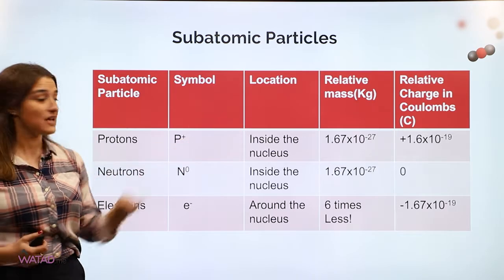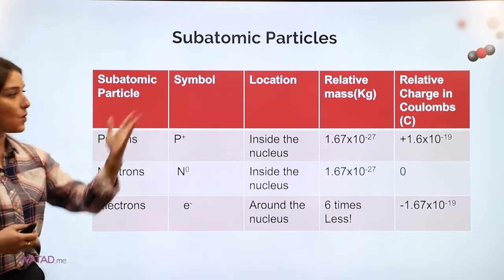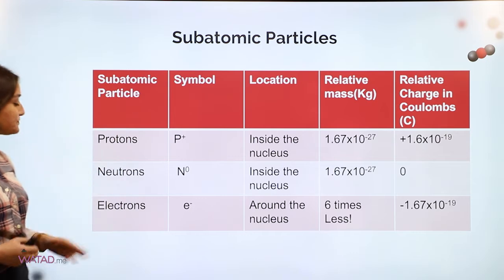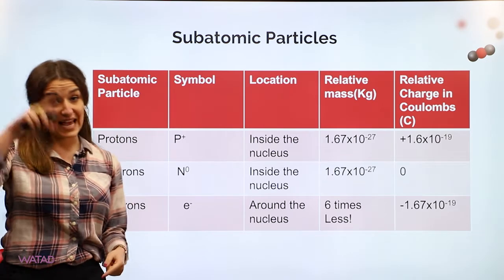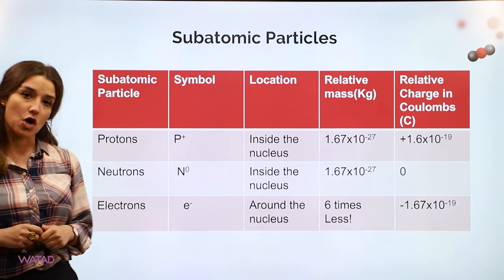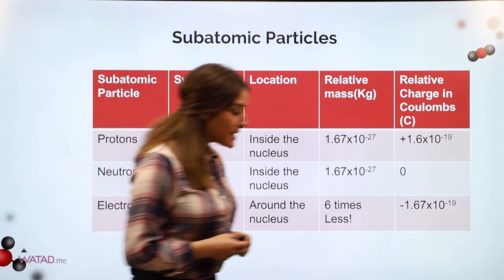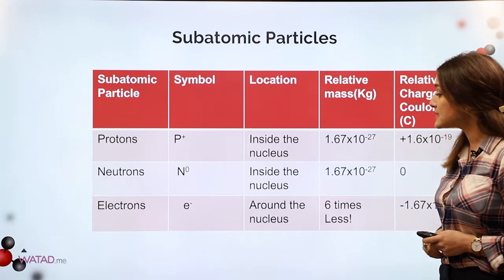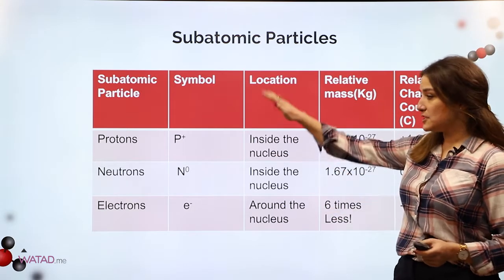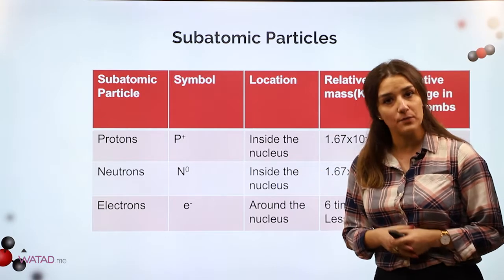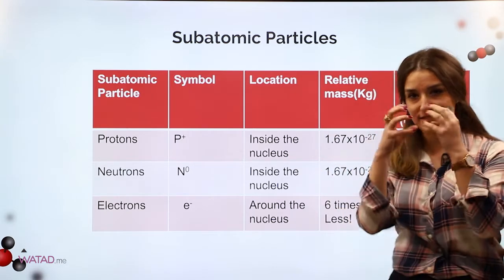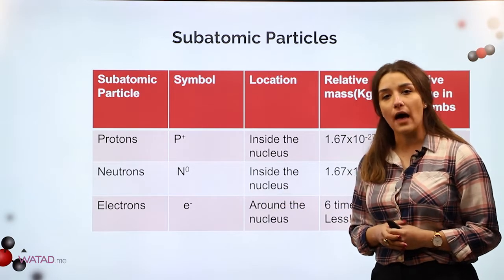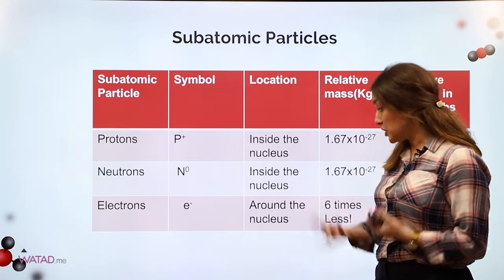Later on we're going to see that this plus sign is because of its sign or the charge. The neutrons are N with a zero on the top, and electrons have a symbol E with a negative charge on the top. The focus here will be basically on the location of these subatomic particles. Mainly, we can see that the protons and the neutrons are the subatomic particles that are located in the nucleus, in the center of the atom, while the electrons are the ones that are found around the nucleus.